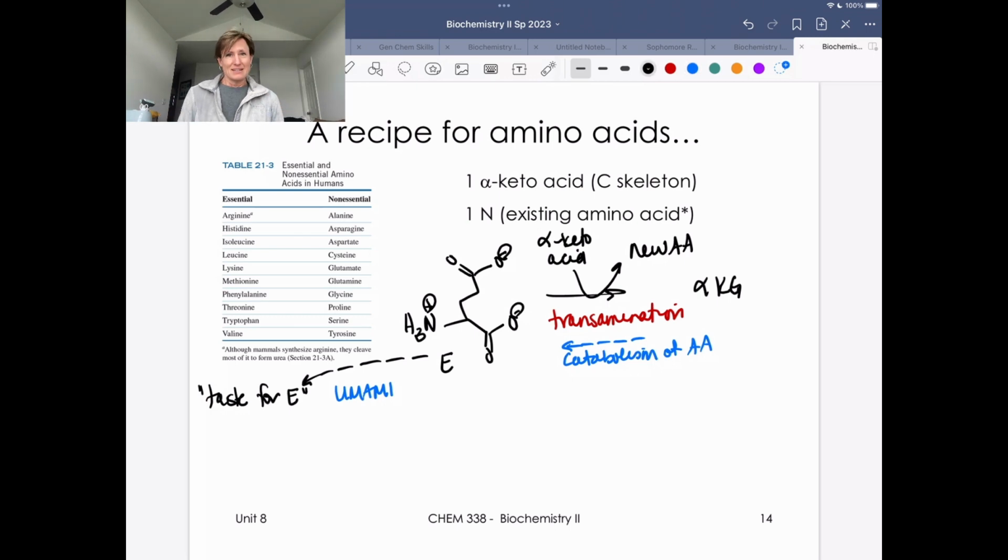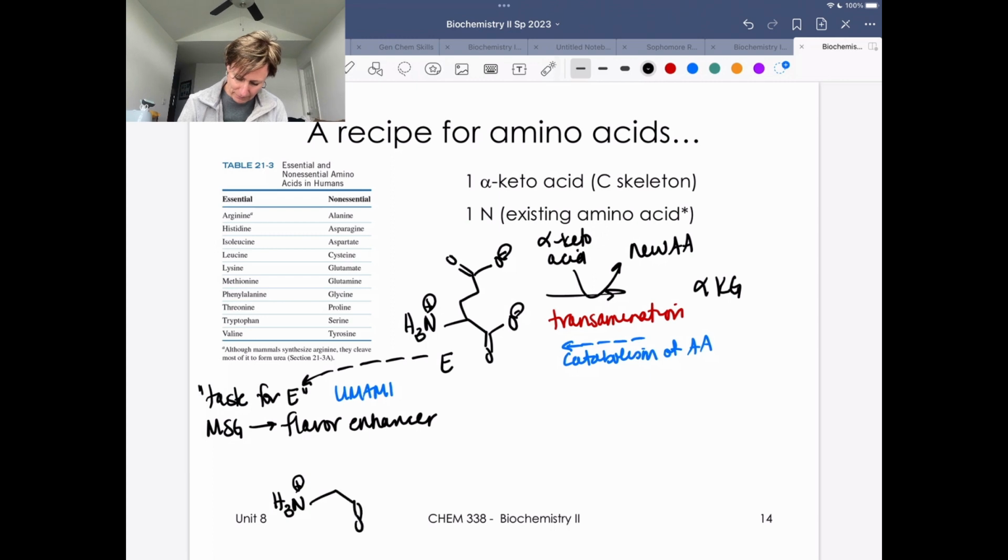Well, here is where we see a flavor enhancer, MSG. Maybe you've heard of MSG. That's an important flavor enhancer. Let's understand why it's called MSG. Let's draw the structure of MSG. Here is the structure of MSG.